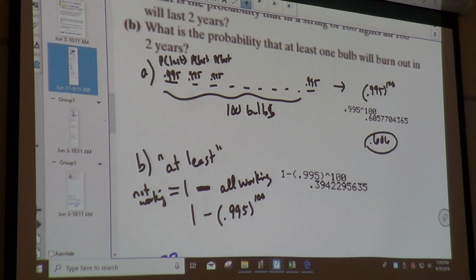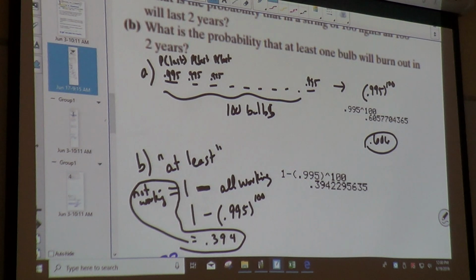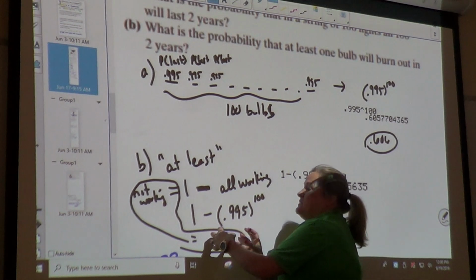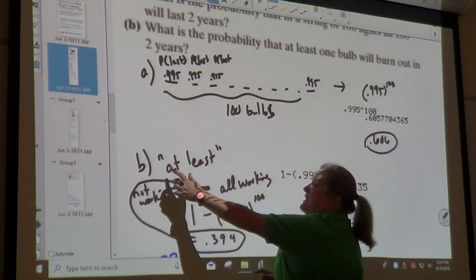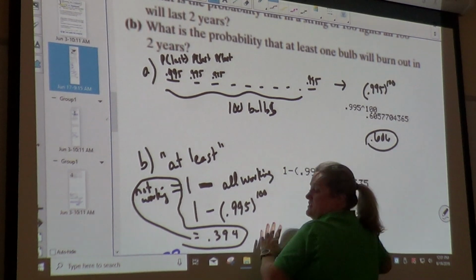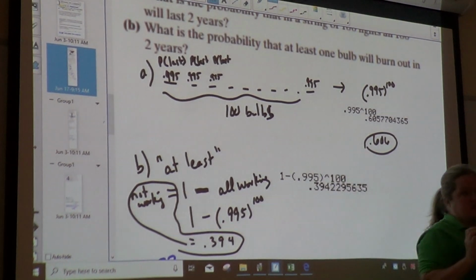So the not workings are going to be 0.394, whatever they tell me. Because I can't take into account, well, what's the probability of this one not working? What's the probability of this not working? So I've got to take out all the ones that are working to give me the ones that are not working. That's why when it says at least, that's going to be everything else, the rest of the story. I'm going to do a lot of these, I promise.